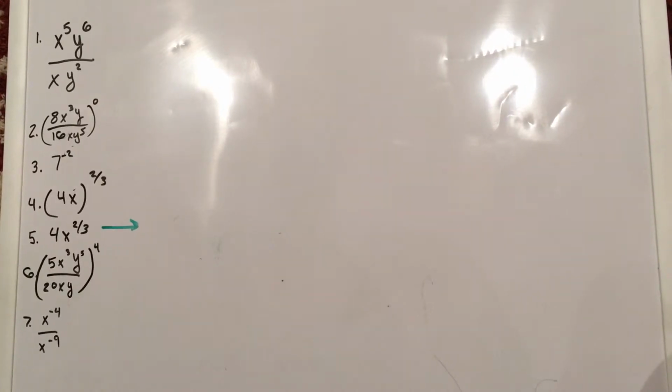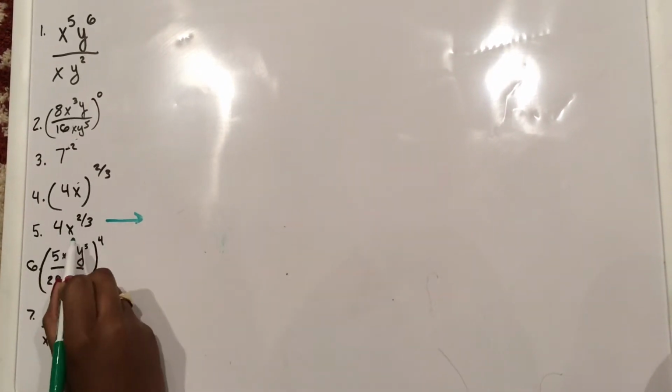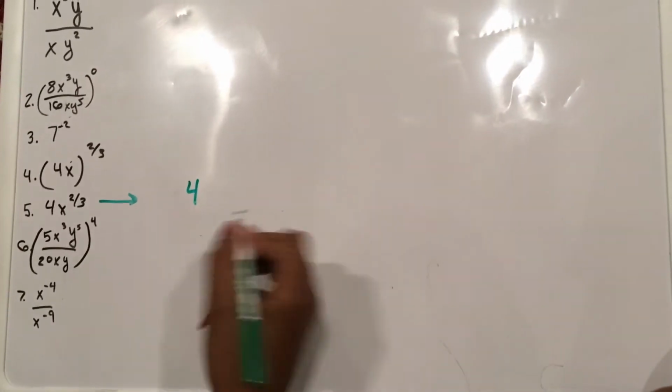So similar to question 4, we're going to use the fractional exponent rule for question 5. But notice that x is the only one that's raised to the 2/3 power. So 4 will be outside.